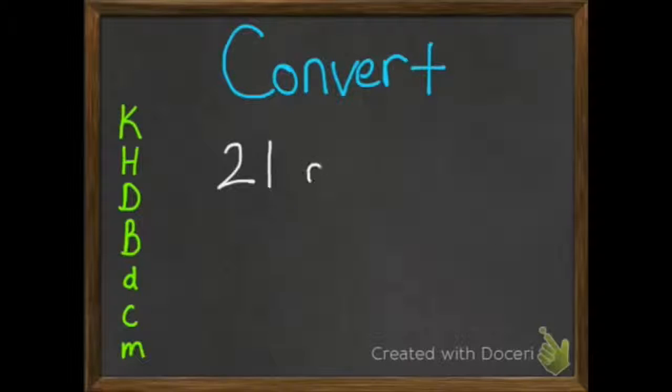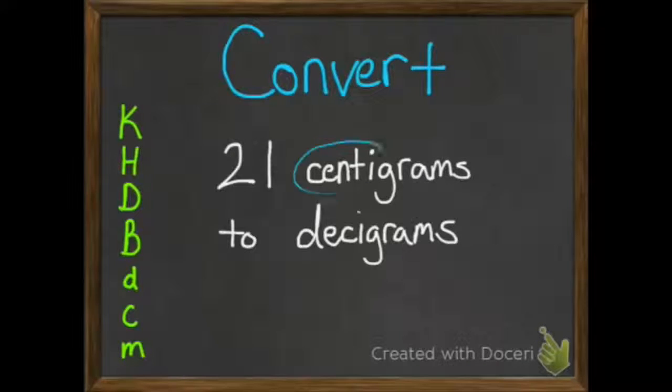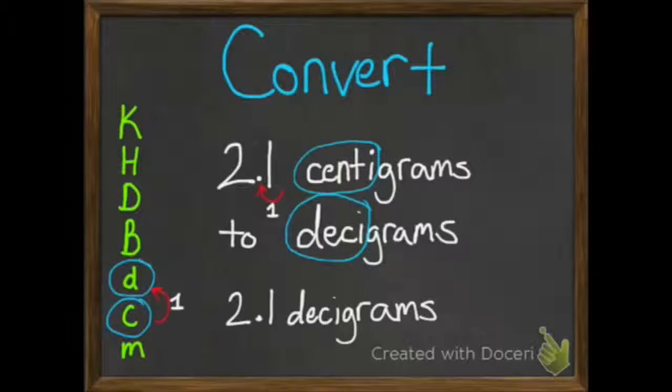Let's do another one. Now we're converting 21 centigrams to decigrams. We look at our prefixes. We've got centi to deci. So we start from the C and we're going to go up to the D. When we move up, remember, we move the decimal point to the left. We moved up 1 spot, which means we move the decimal point 1 spot, because our unit that we are measuring with, a decigram, is bigger than a centigram. So when we are moving from centigrams to decigrams, our number should get smaller.